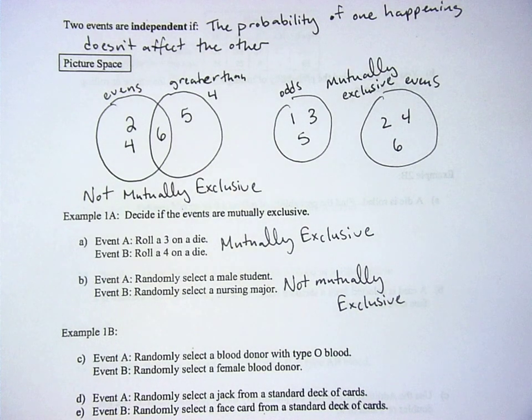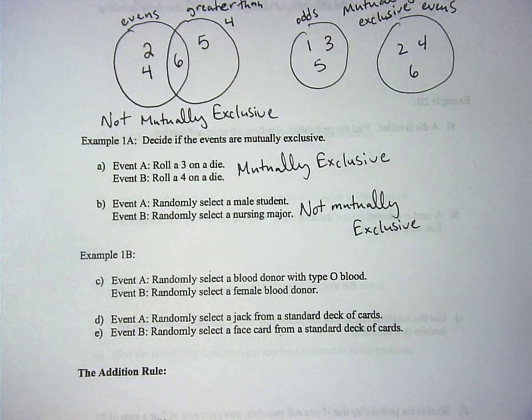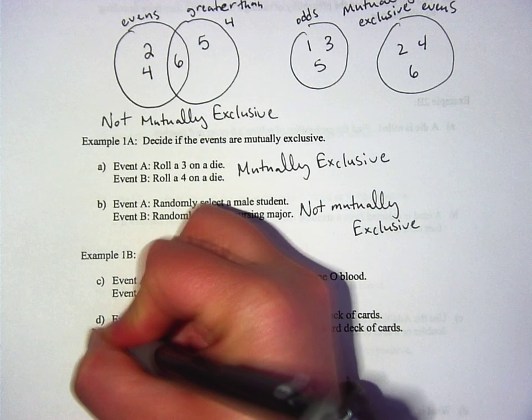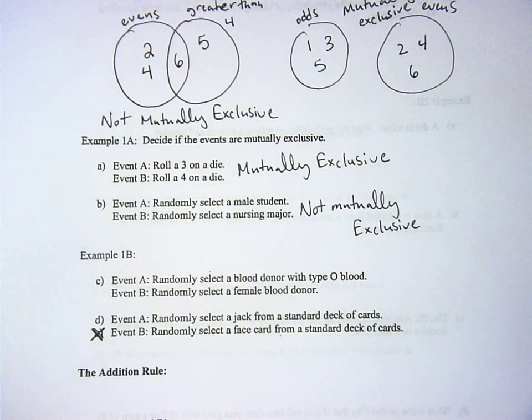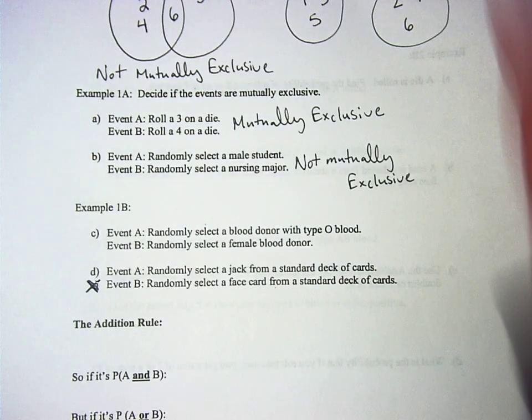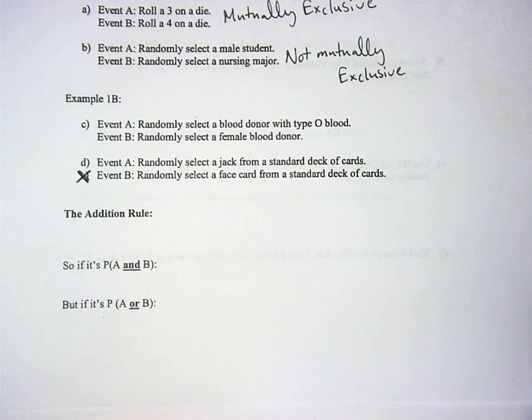All right, talk to your partner about example 1B. Sorry, this should not say this here. Should just say C and D on it. All right, talk to your partner. Gotta join a group, Jessica. So sorry.